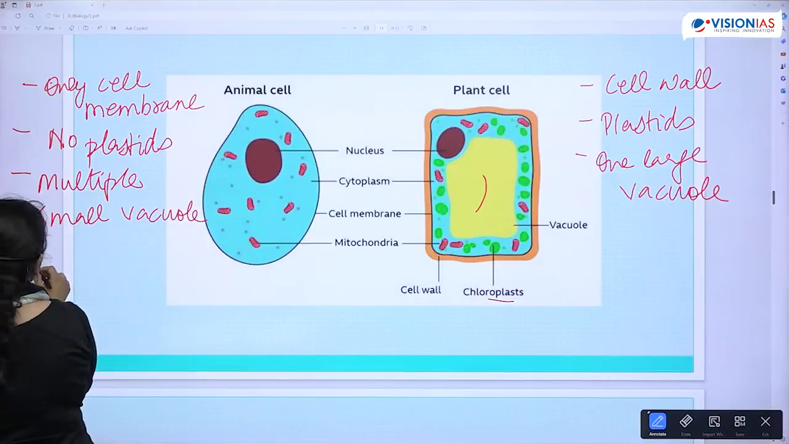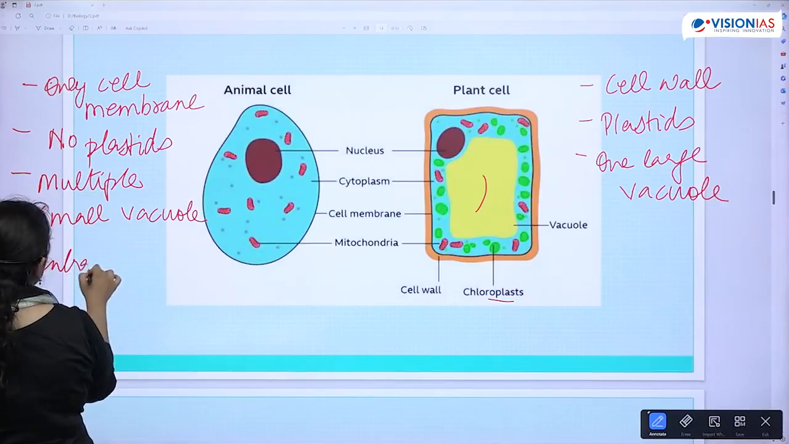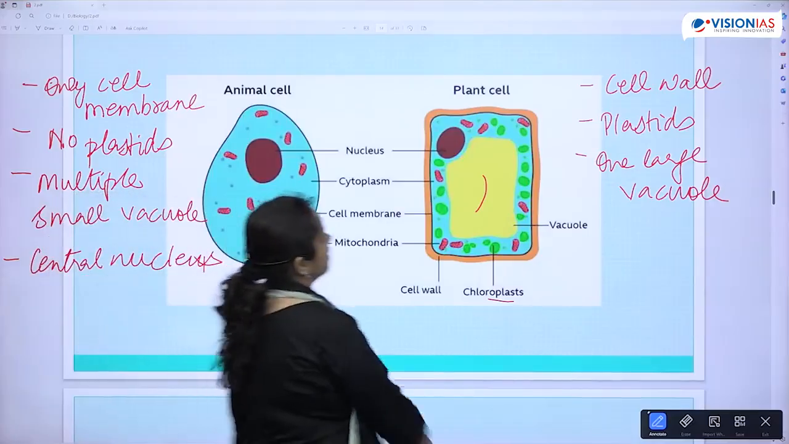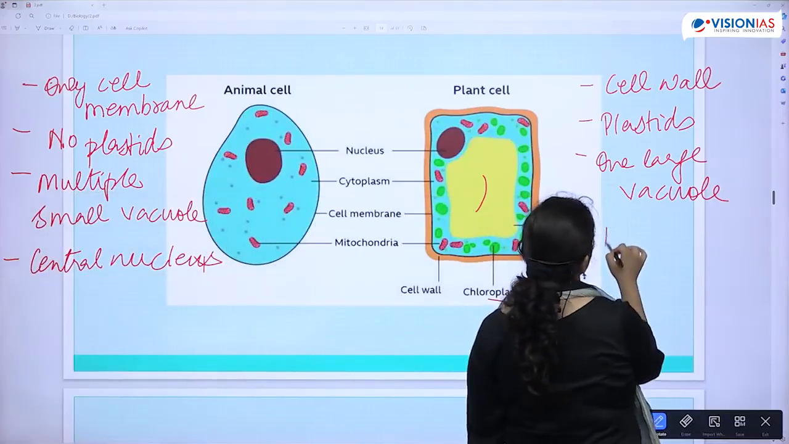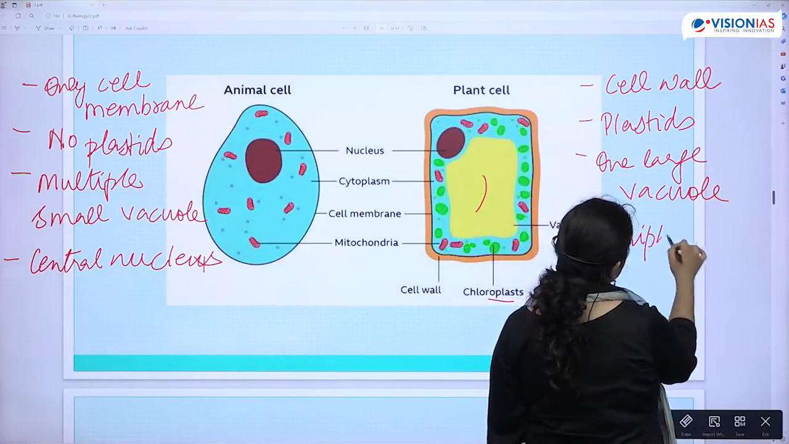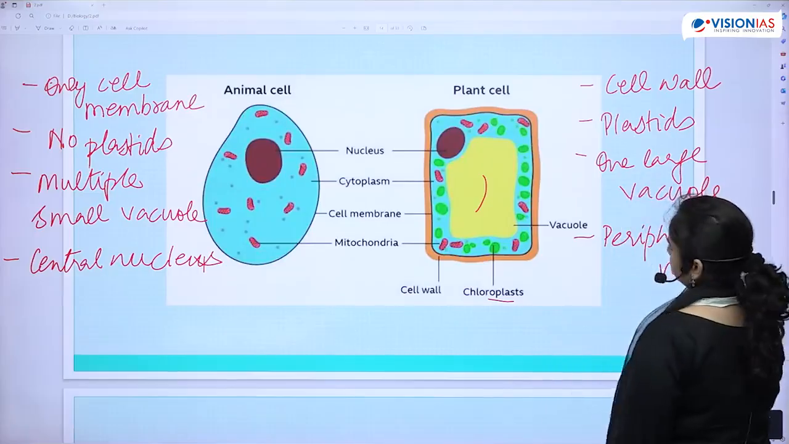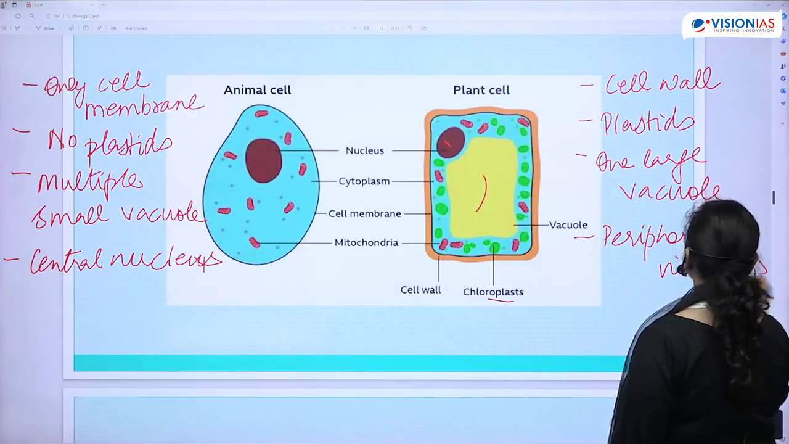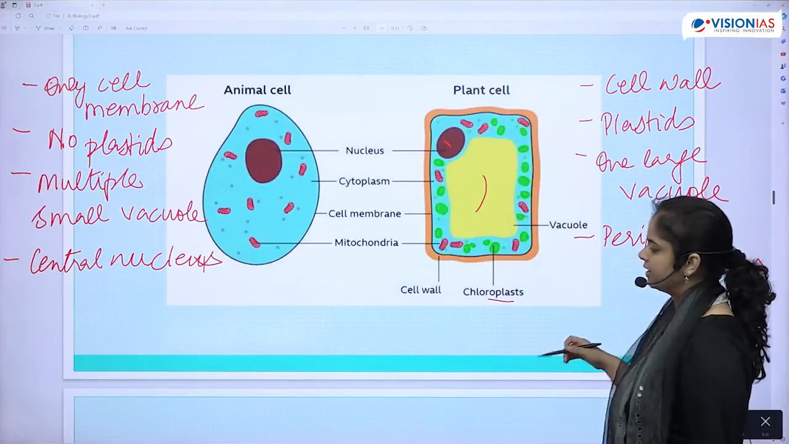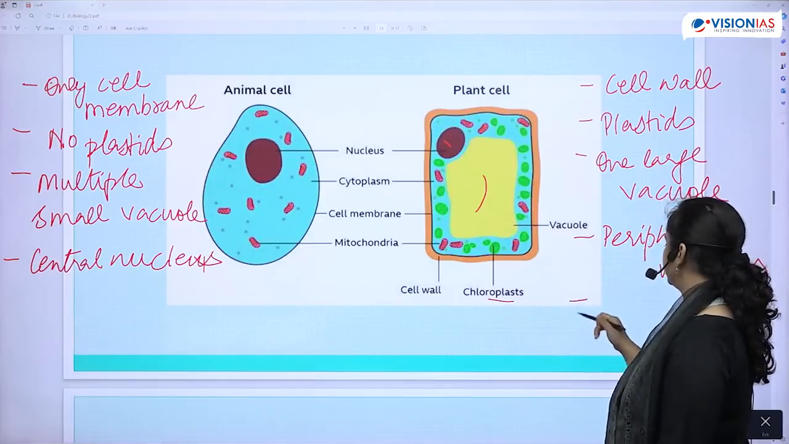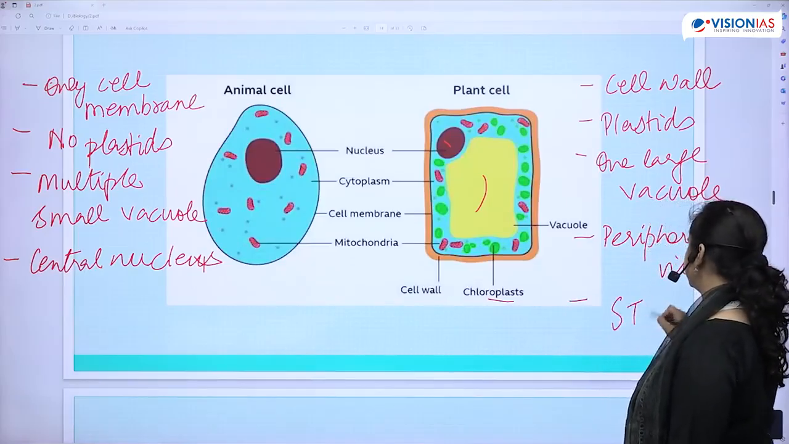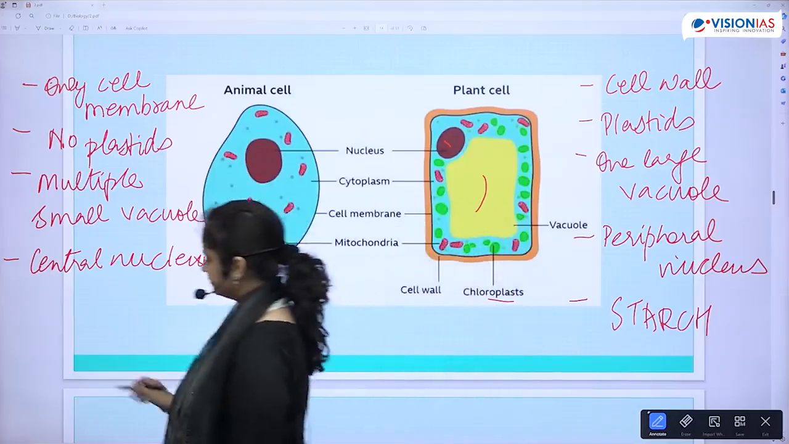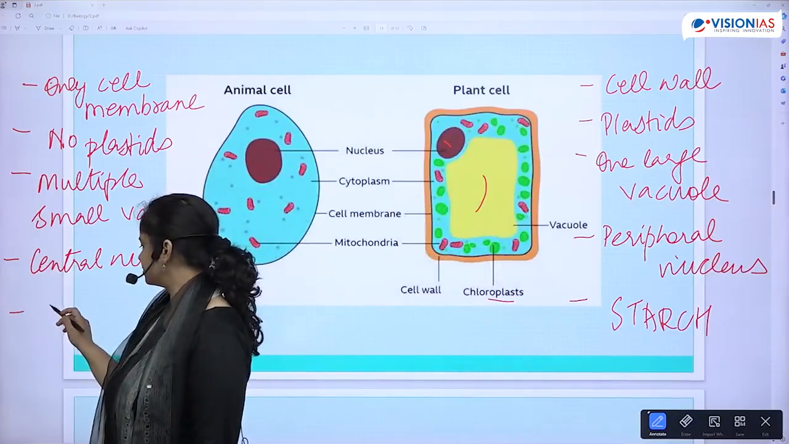Nucleus का position is central in animal cells. And it is going to be peripheral. You can see here it's pushed to one side. Nucleus. One more point I'll add from what we, yes, presence of starch. We studied this yesterday. And animal cells में glycogen.